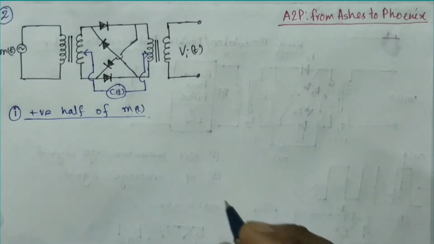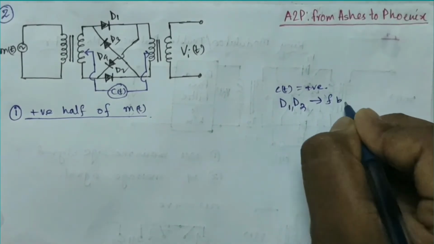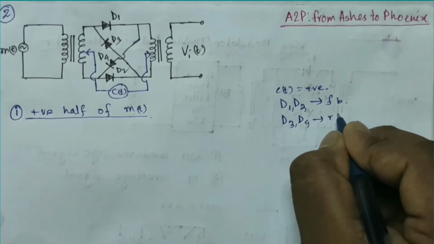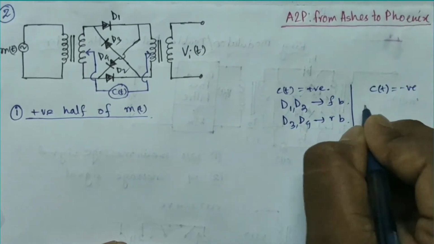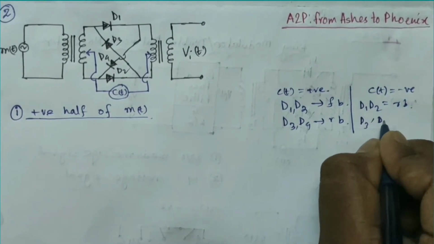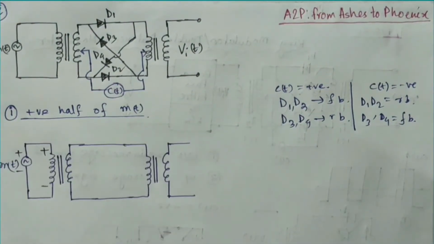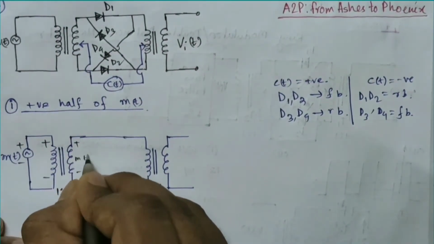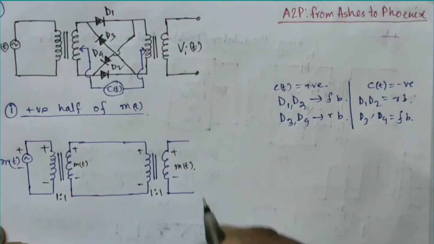In the previous diagram, we learned that when c(t) is positive, then D1 and D2 are in forward bias and replaced by a short circuit, and D3 and D4 are in reverse bias and replaced by an open circuit. And when c(t) is negative, then D1 and D2 are in reverse bias and D3 and D4 are in forward bias. So the equivalent circuit will be this. Here, since the turns ratio is 1:1, at this point also we will get m(t), which will come across here, and it will be induced at this point as well.